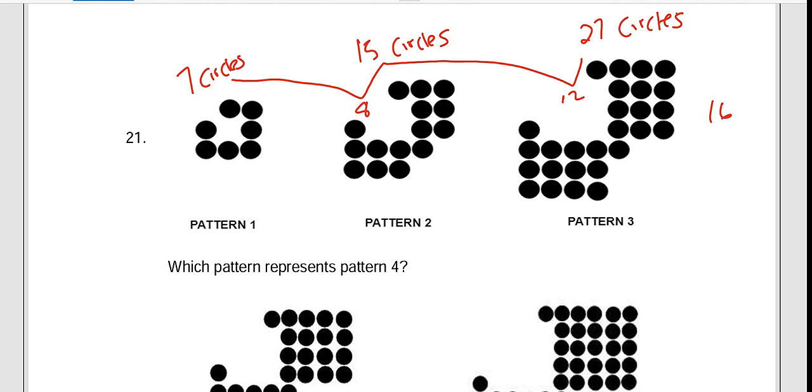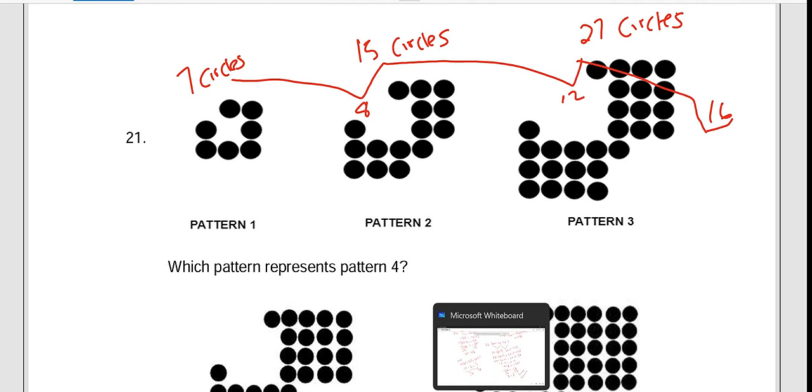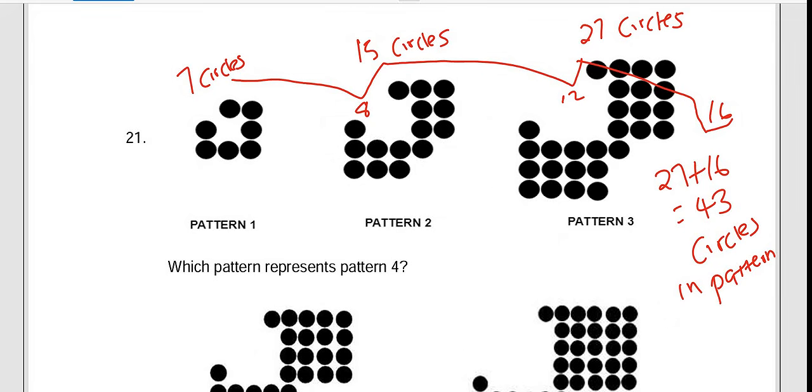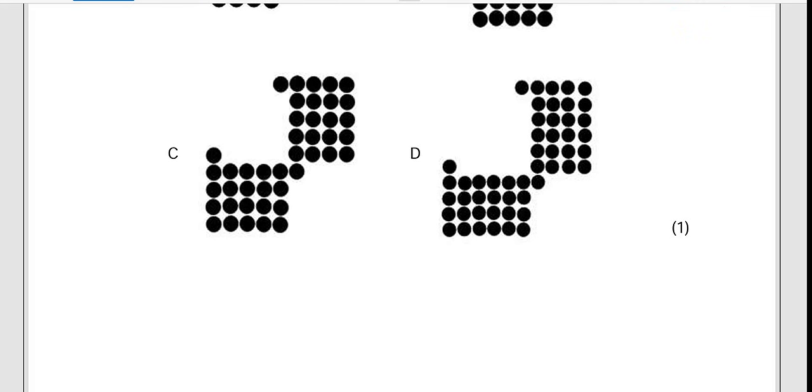Yes, the answer is we must have 43 cycles in pattern 4. Now you see our difference is 8 to 12, meaning that in pattern 4 here we must add 20. We must add 27 plus 16, and we gain 40. We must have 43 cycles in pattern 4. So the answer is going to be C.